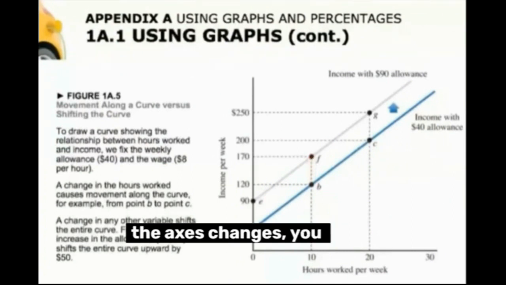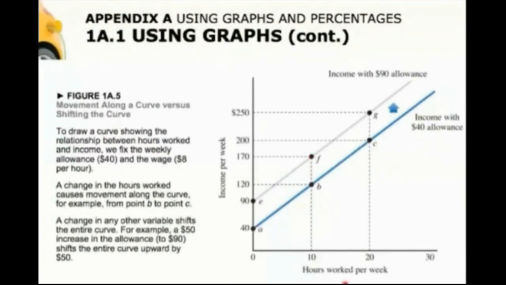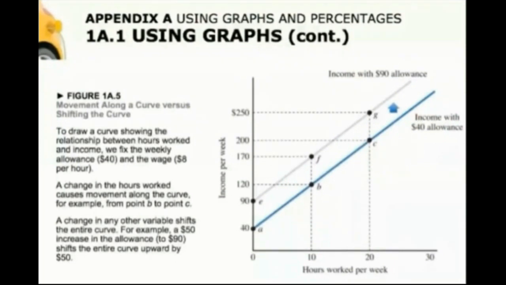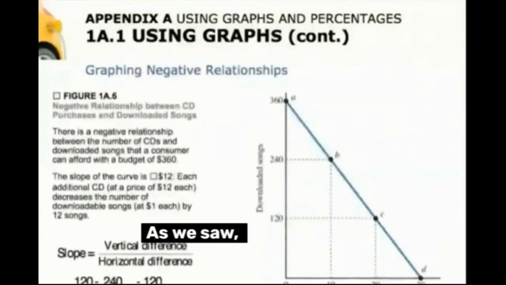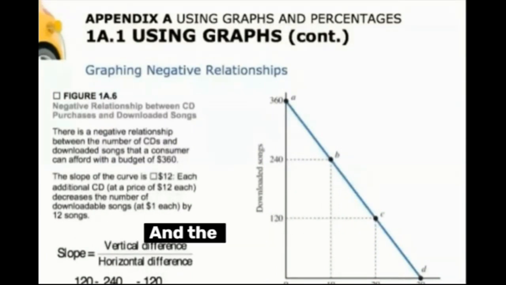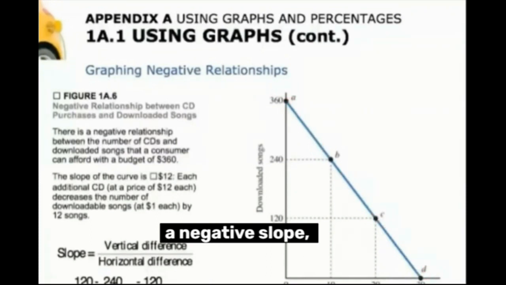So if a variable on one of the axes changes, you move along the curve. If another variable that impacts income changes, then you have to shift the curve. And if we wanted to graph a negative relationship, as we saw, this would be the two variables moving in the opposite direction. Then we would have a downward sloping curve, and the result of that is a negative slope.